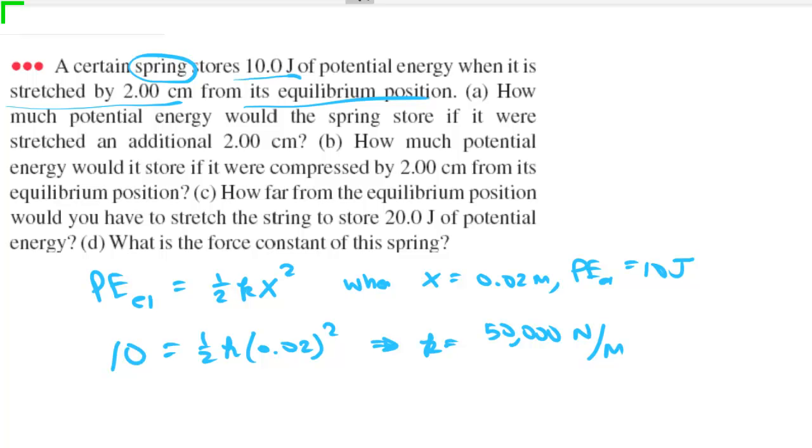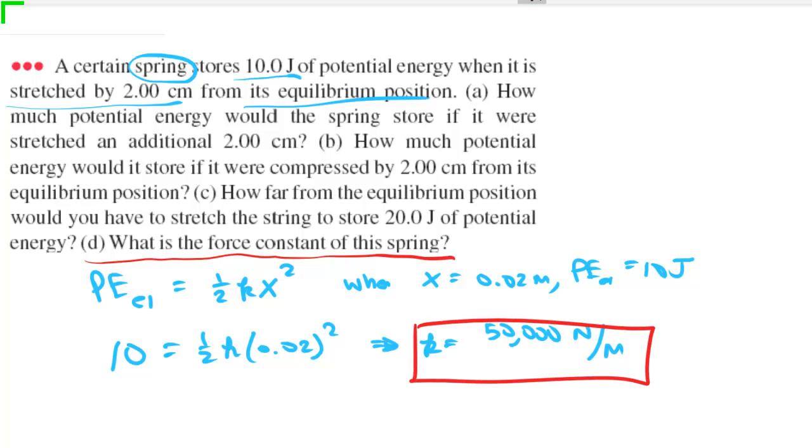But of course, this wasn't actually what was being asked right away, so we kind of jumped forward a little bit here. But this was actually what they were asking in part D. They're asking, what is the force constant? So this is the answer to part D. I could have written this out here: k is equal to 50 kilonewtons per meter.